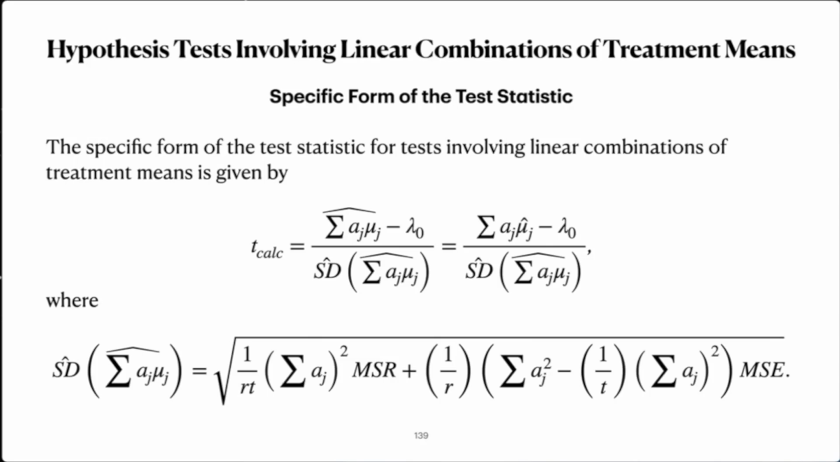Now, this is where things get a little more complicated, because we're looking at a linear combination that is not necessarily a contrast. Because of that, the sum of the a sub j's is not equal to 0. And so the expression for the estimated standard deviation of the estimate of the linear combination is more complicated. This involves both the mean squared error and the mean squared for blocks. And this is the expression for the estimated standard deviation of the sampling distribution of the estimator of the linear combination about which we're testing hypotheses.